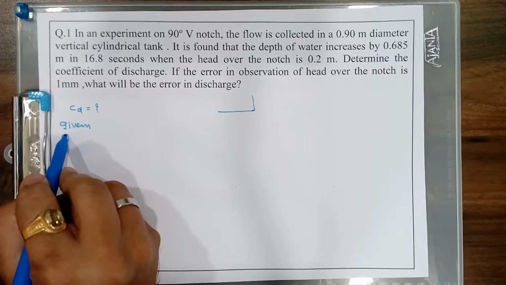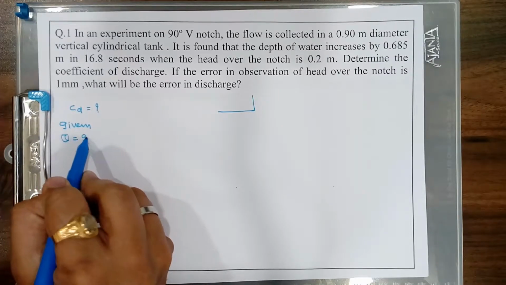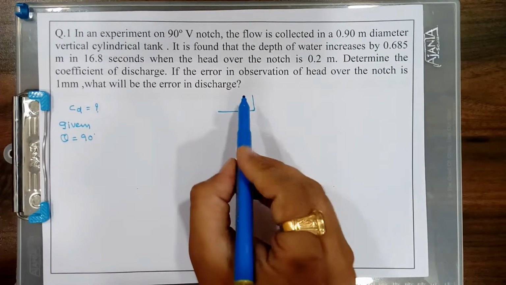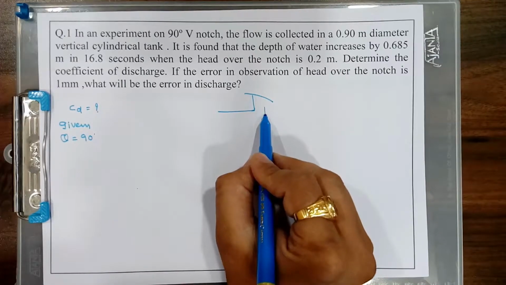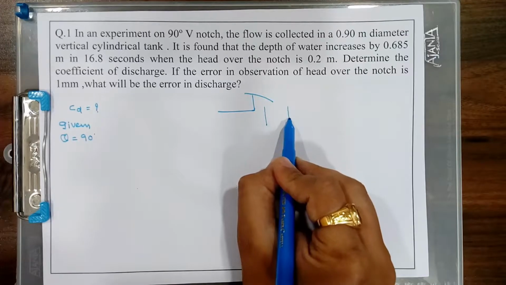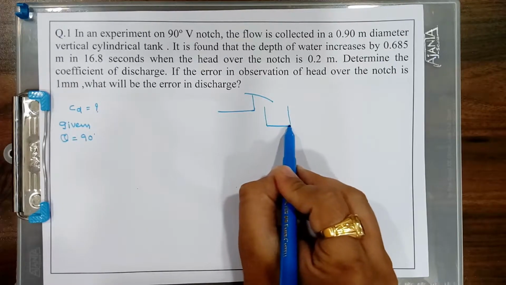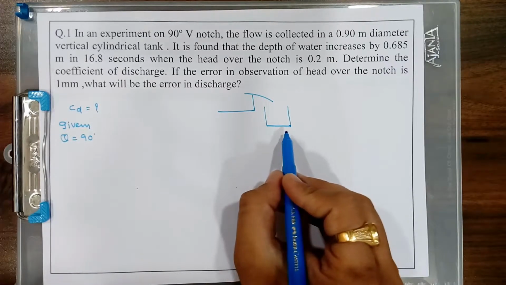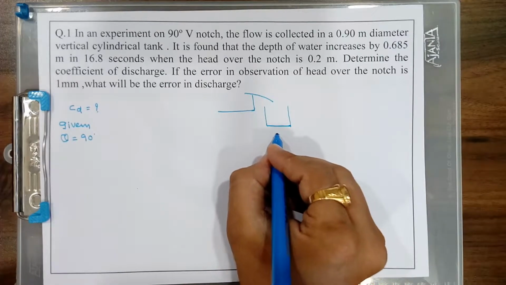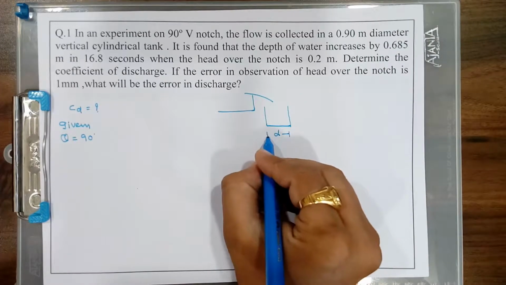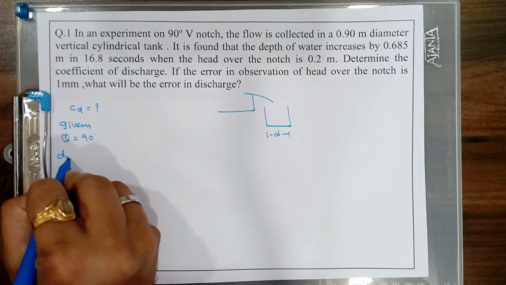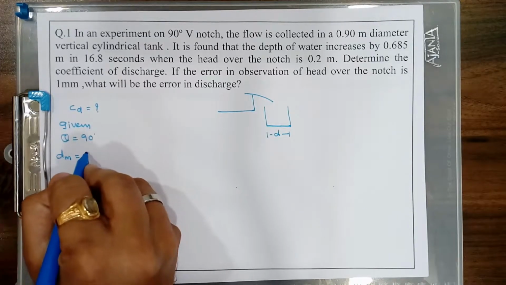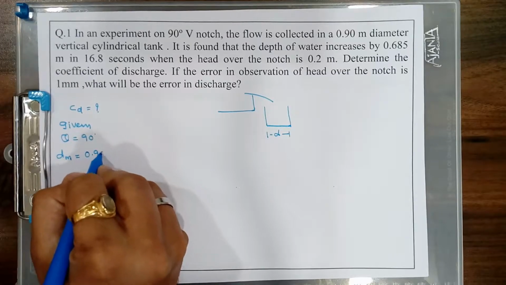So first we write theta, which is given, that is 90 degree, and flow comes from this notch and goes into this flow measuring tank, and the flow measuring tank has a diameter, this diameter of the tank is given, that is dm for measuring, it is 0.90 meter.